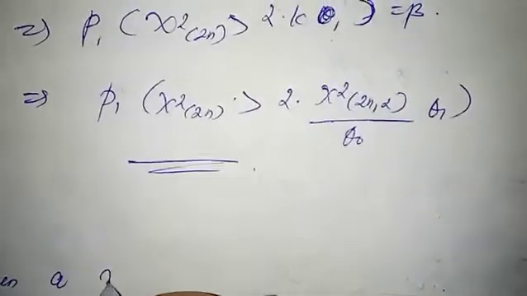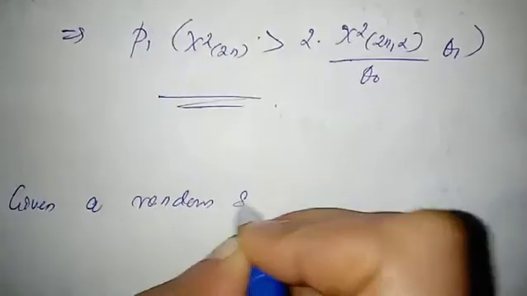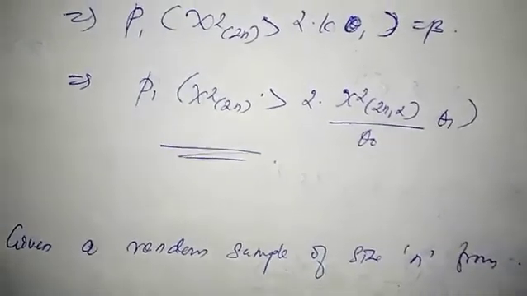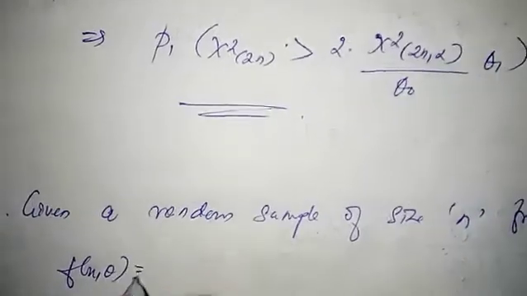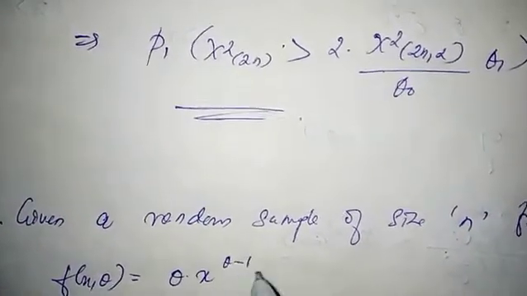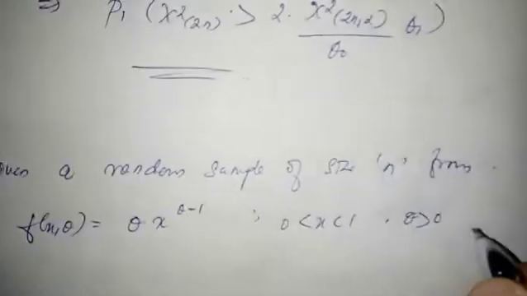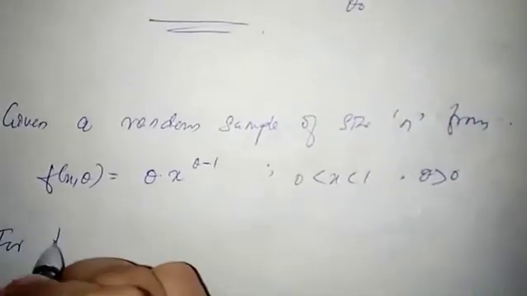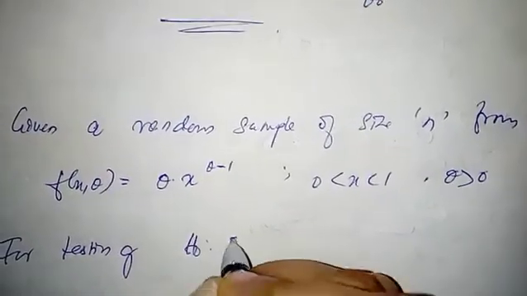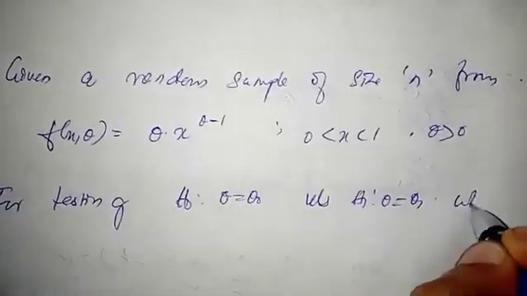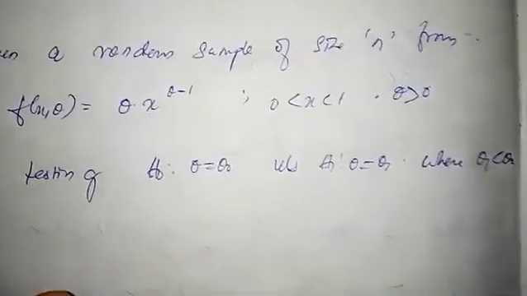Next we'll go and solve another problem, and the question is: given a random sample of size n from a distribution where the density f of x theta equals theta into x to the power theta minus 1, where 0 less than x less than 1 and theta is greater than 0, for testing h naught theta equal to theta naught versus h1 theta equal to theta 1, where theta 1 is less than theta naught.